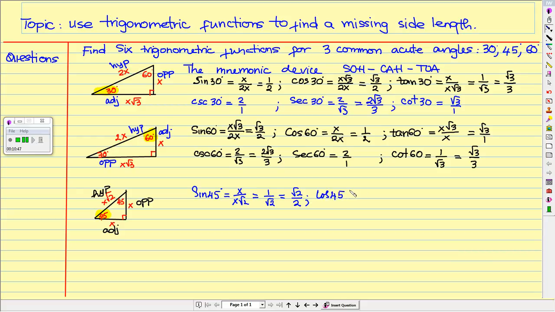Next, we're going to find cosine of 45 degrees. Again, cosine is adjacent divided by hypotenuse, so it's x divided by x square root of 2.